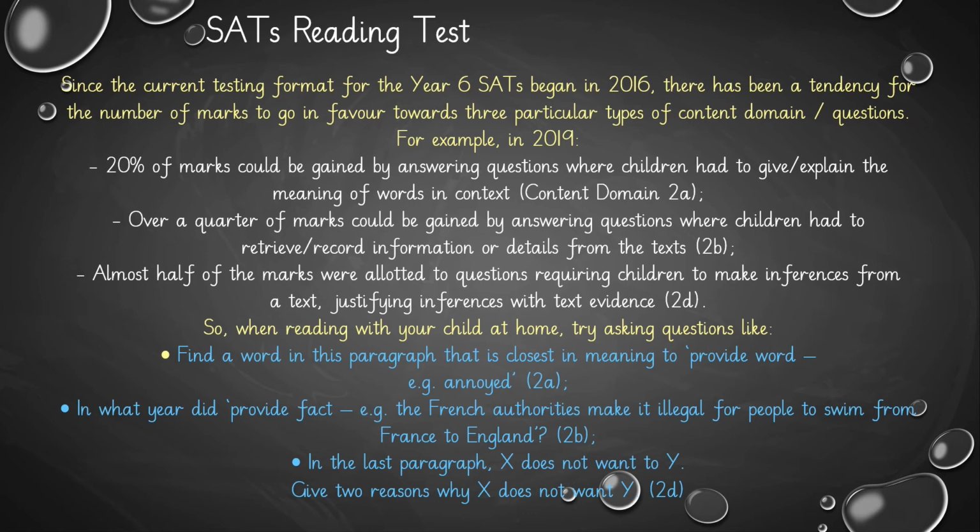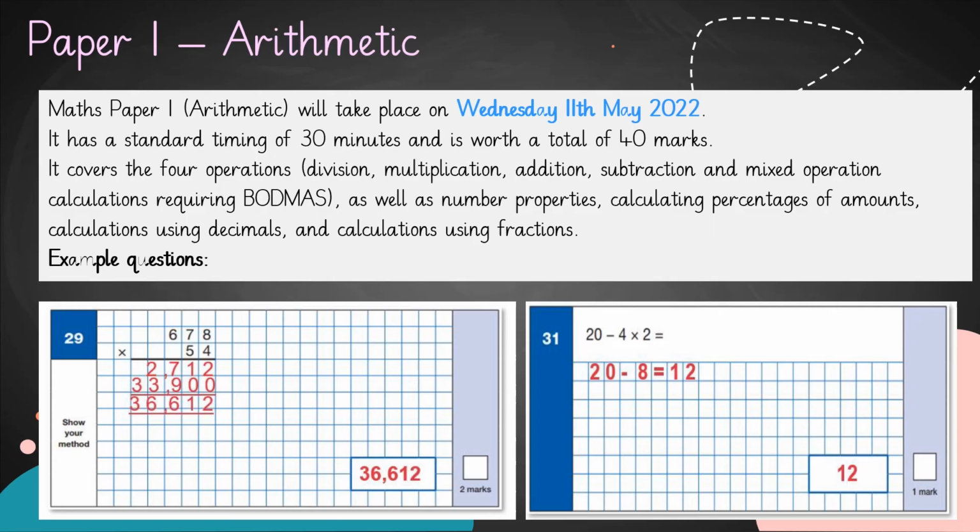Or, in what year did, provide a fact, for example, the French authorities make it illegal for people to swim from France to England. Or, in the last paragraph, X does not want to Y. Give 2 reasons why X does not want to Y, so that we're asking the children the similar types of questions they will be asked within the reading paper. Now let's take a look at the maths papers.